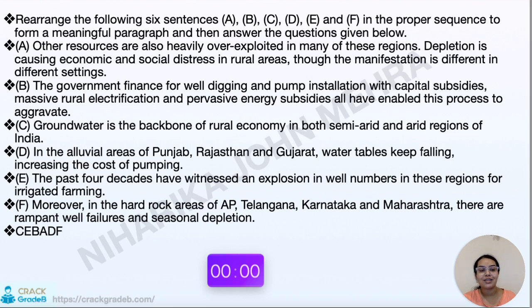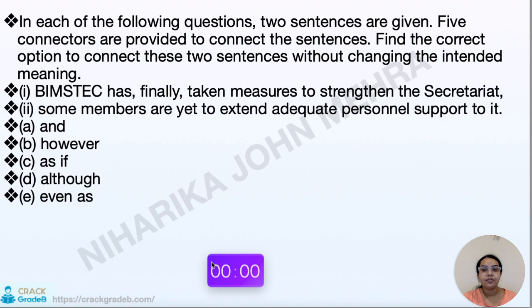Okay, that's your answer. Now we'll do some connectors questions. Please go through it. It's not that tough. You have options, and I would like you to understand those two sentences given. I'll give this, and try to connect things between the first and the second sentence.